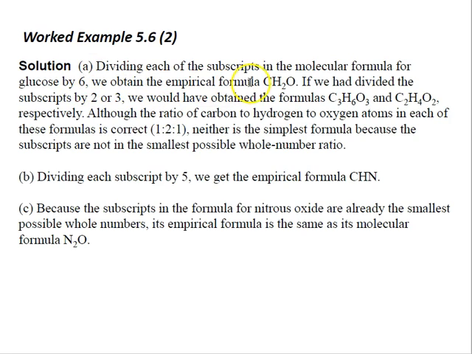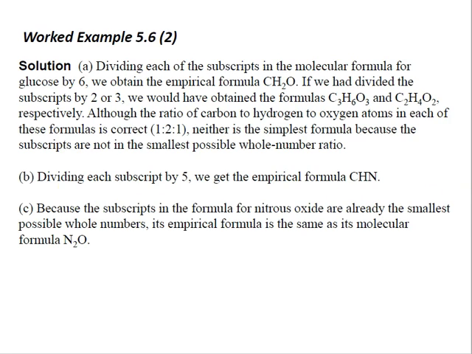This would give us an empirical formula of CH2O. So carbon and oxygen are in the same ratio. There's both 6 parts of them. And then hydrogen, there's 12 parts of them. So carbon and oxygen are 1 to 1, whereas hydrogen is 2. So our ultimate ratio here is 1 to 2 to 1.